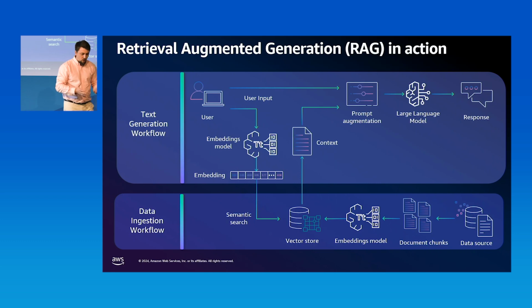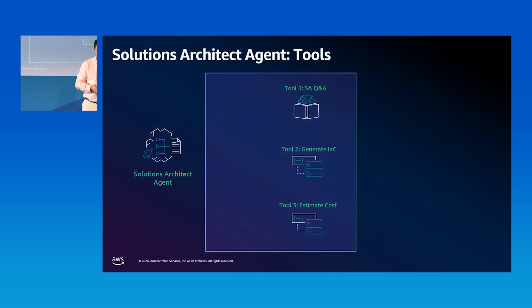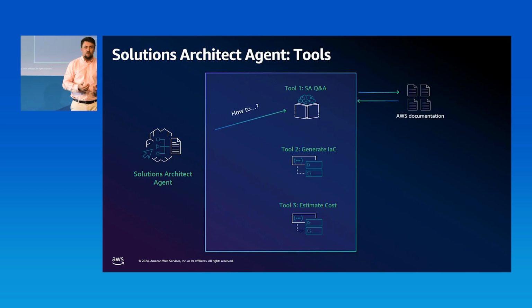So what we are going to build today together with you. We are going to create a solution architect agent, which will have 3 main tools. The first one is answering questions. So I don't know everything in AWS. So through this agent, I will be able to ask any questions related to AWS or maybe my own custom solutions, my own custom architecture.